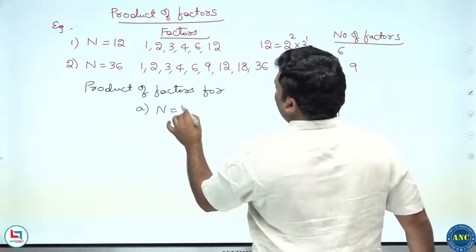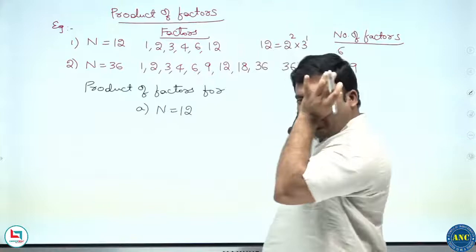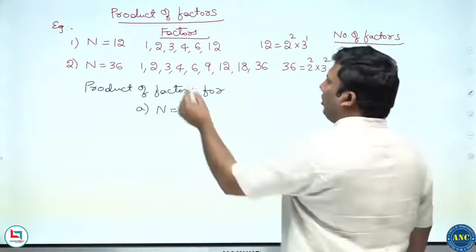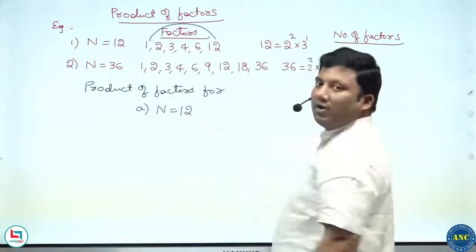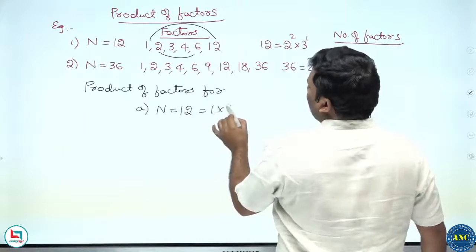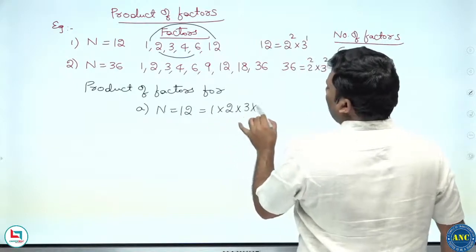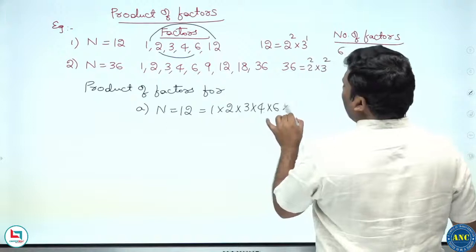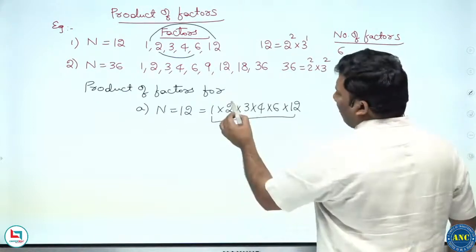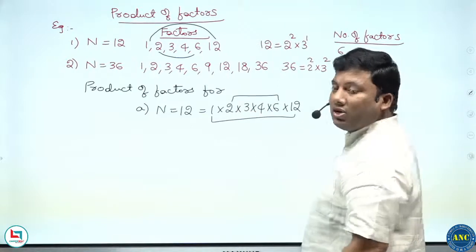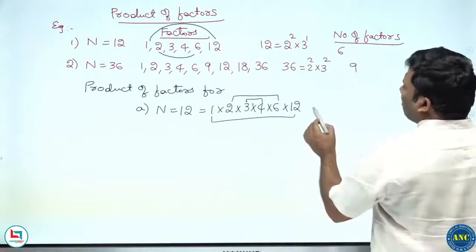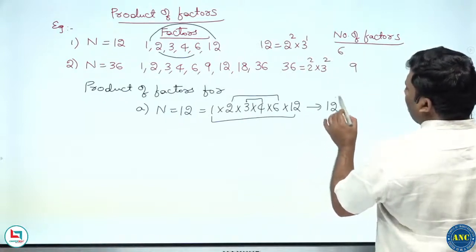N equivalent to 12. Now see here. How many factors did I get? 6. If I do first with last, it is 12. Second with last, it is nothing but 1 into 2 into 3 into 4 into 6 into 12. The first with last, what is the product? 12. Second with the second last, what is the product? 12. Third with the third last, what is the product? 12. So 12 is multiplied 3 times, 12 power 3.